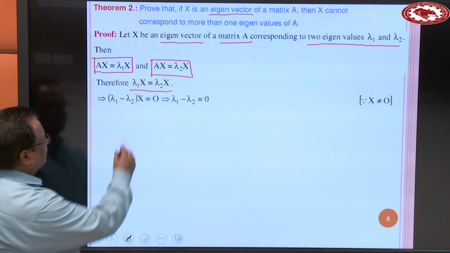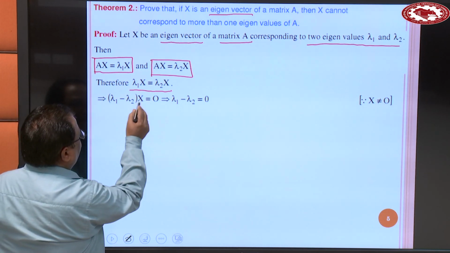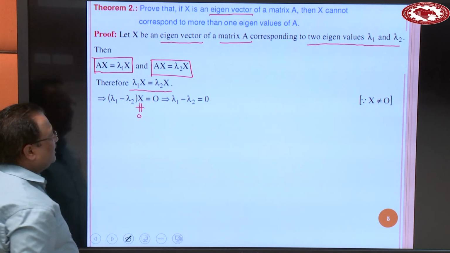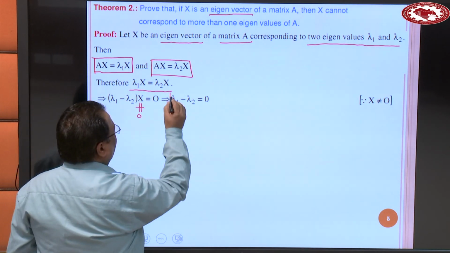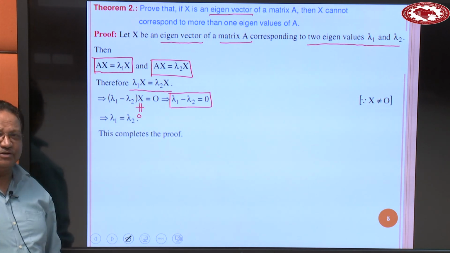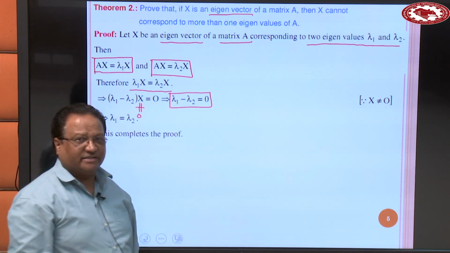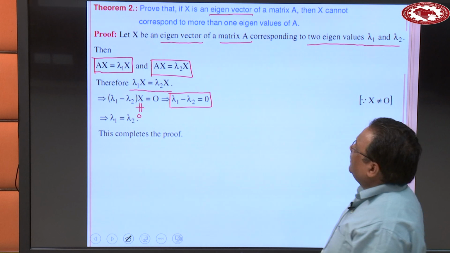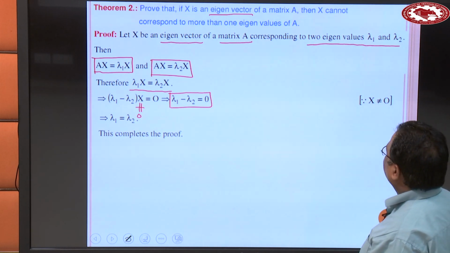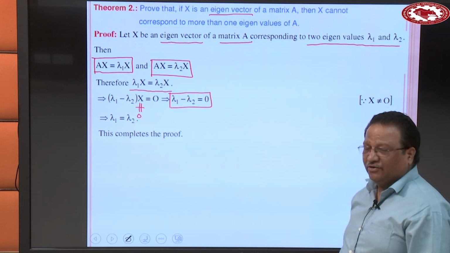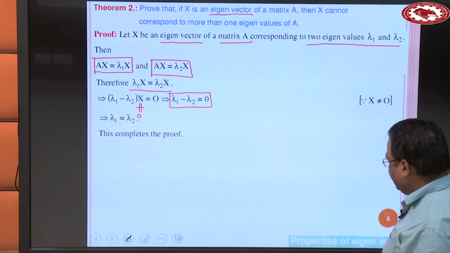Clear? So this means (lambda 1 minus lambda 2)x is equal to 0, but X is not equal to 0. Clear? This means lambda 1 minus lambda 2 is equal to 0. This means lambda 1 is equal to lambda 2. This completes the proof of this important result. Okay? So if X is an eigenvector of a matrix A, then X cannot correspond to more than one eigenvalue of the matrix A.